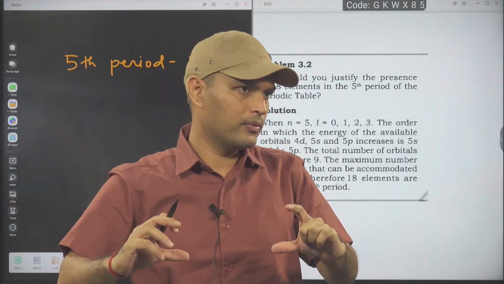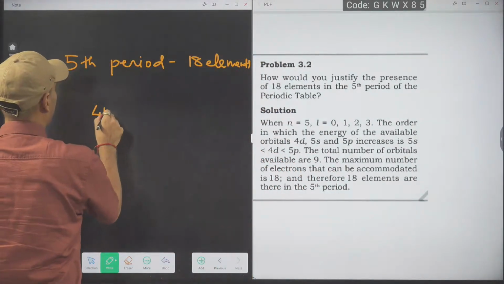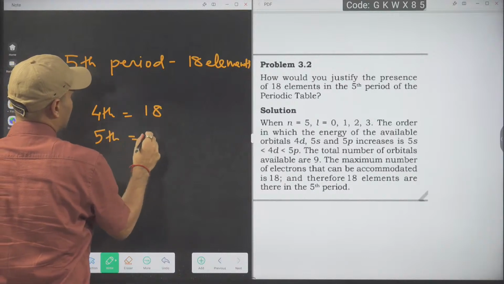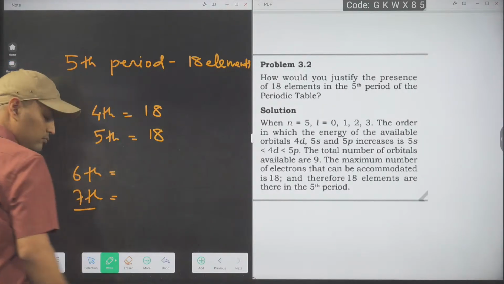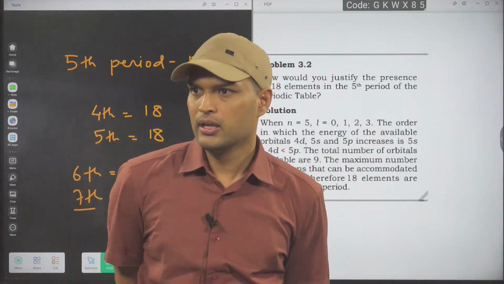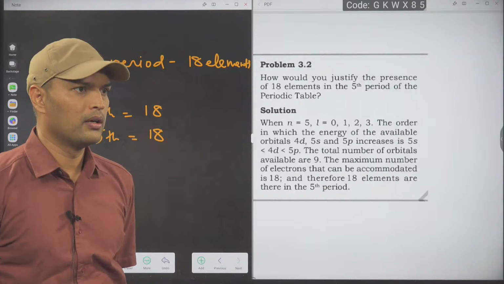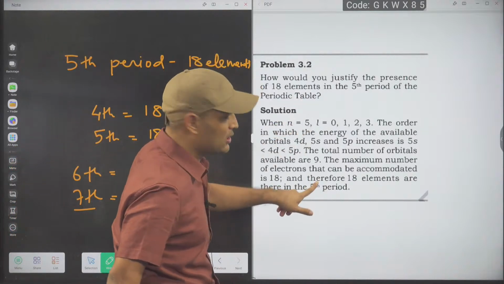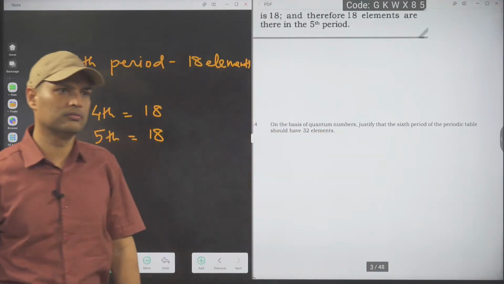6, 7. Can you tell me how many elements are present in the 6th and 7th? You can say, sir, 4th period I know is 18 and 5th period also 18. Then what about 6th and 7th? Tell me. Those who are watching from the campus, now you should try to say it. How many elements are there in the 6th and 7th period? You can say, sir, 5, 10, 12, whatever you want. See, this is a solved example. A similar question you have in the exercise also.